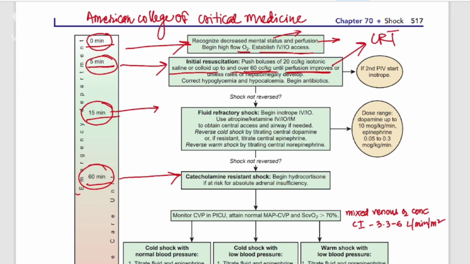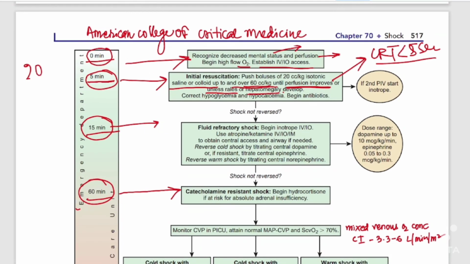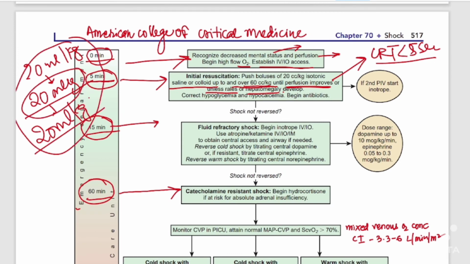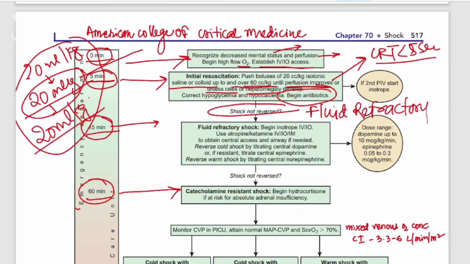That means CRT must be less than 5 seconds, or the patient is developing rales or rhonchi or hepatomegaly. So first you have given an initial bolus of 20 ml per kg, wait for 5 minutes, then repeat 20 ml per kg, wait for 5 minutes and again 20 ml per kg. You can stop anywhere if the patient is developing hepatomegaly, rales or rhonchi. Correct hypoglycemia or hypocalcemia, and if the patient requires it, start antibiotics. If the patient has not improved, then you can call it fluid refractory shock. Okay, fluid refractory shock is present.